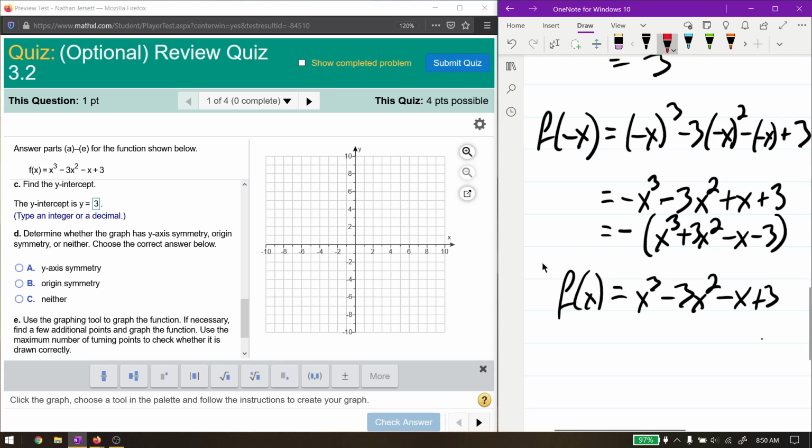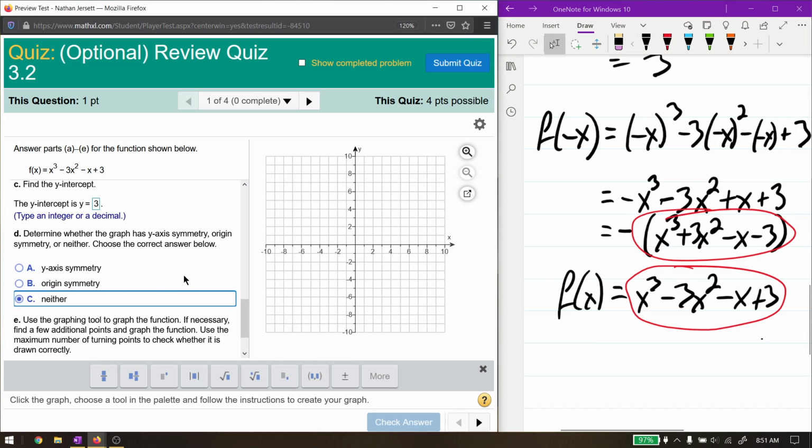These two things, this and this, are nothing alike. There's no way to make them similar. I took out the negative to see if that would end up having the same signs and everything, but it doesn't, which means there is no relationship between f of x and f of negative x that I can write algebraically. Therefore, it has neither even nor odd symmetry.